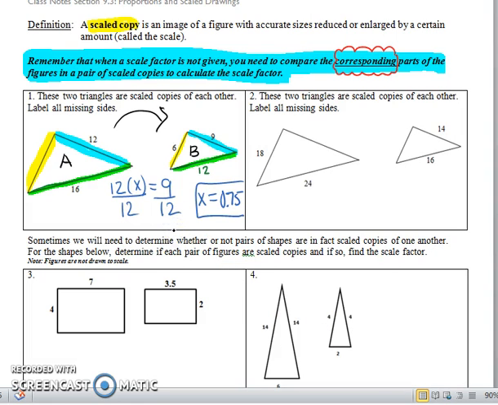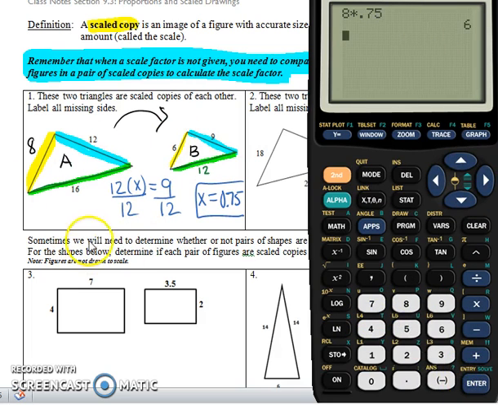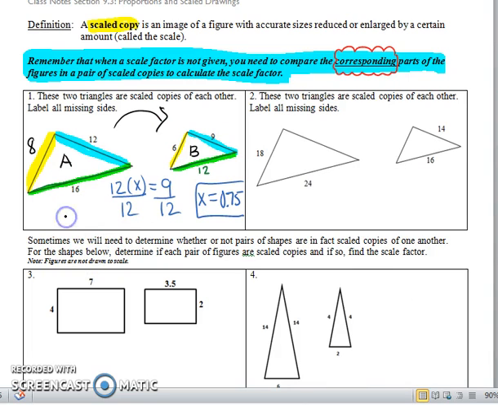And that's going to give me 8, and that would be the missing side. And if you want to check to make sure this is right, you could say, well, what is 8 multiplied by 0.75? And that gives me 6. So that is, in fact, correct. So now I've used the corresponding sides to find my scale factor, and that helped me fill in all of the missing sides for both shapes in this pair of scaled figures.